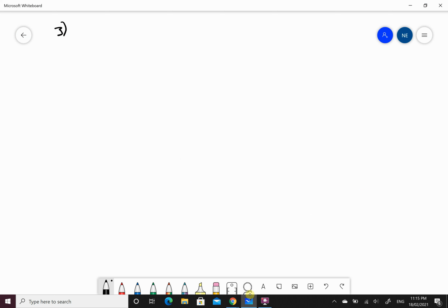Alright, so let's draw a diagram. That always helps. So I have a cylindrical tank, something like this.